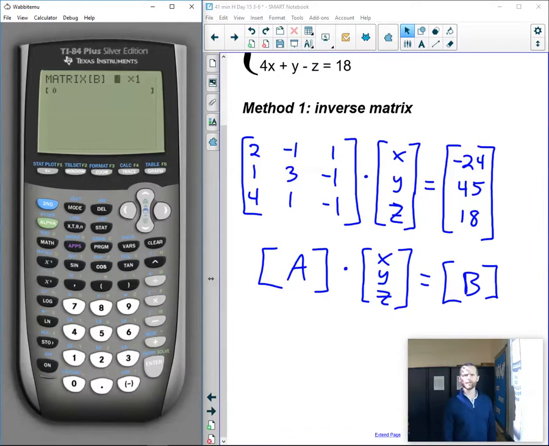And let's see, we don't want it to be a 1 by 1. I think a 3 by 1 will do it. 3, enter. Yeah, that gives us our 3 rows in just one column. I hit enter again, and then I type in -24, enter, 45, enter, and 18, enter. I'm going to double check that I have it typed in correctly: -24, 45, and 18. Okay, very good. Now I'm going to hit second quit just to get back to a blank calculator screen.